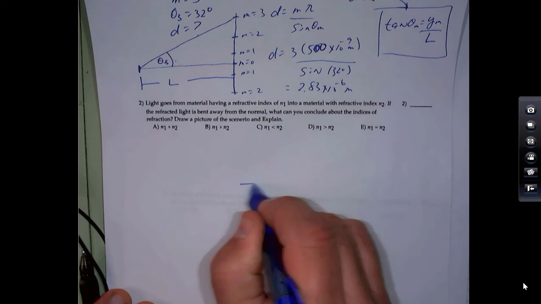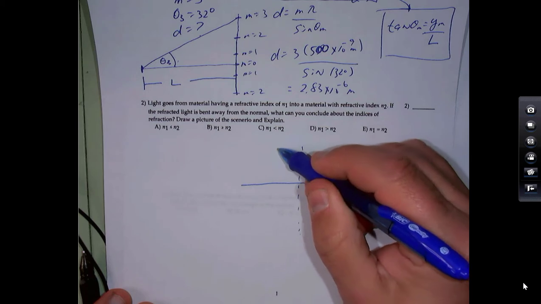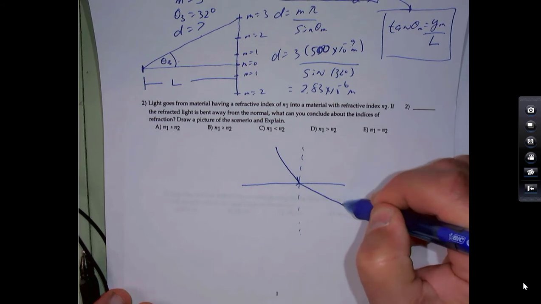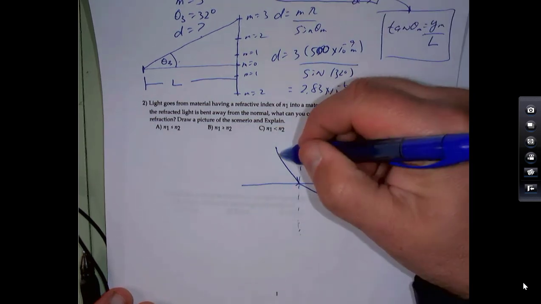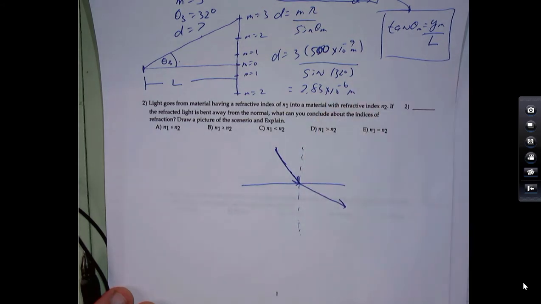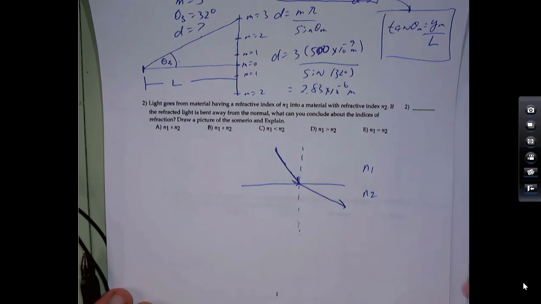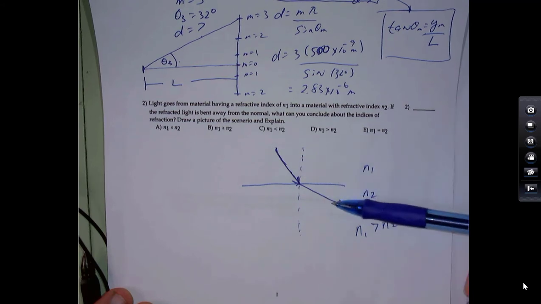Okay, so here's a surface. So light comes in here, and now it says it's bent away from the normal. So it's doing something like this. Right, here's the normal. Bending away from the normal means that this angle is bigger than this angle. This is supposed to be a straight line. Okay, so for this to happen, if this was N1 and this was N2, you bend away from the normal if N1 is bigger than N2. That's how this actually happens, right? So this could be like glass going into air, and we're bending away from the normal.